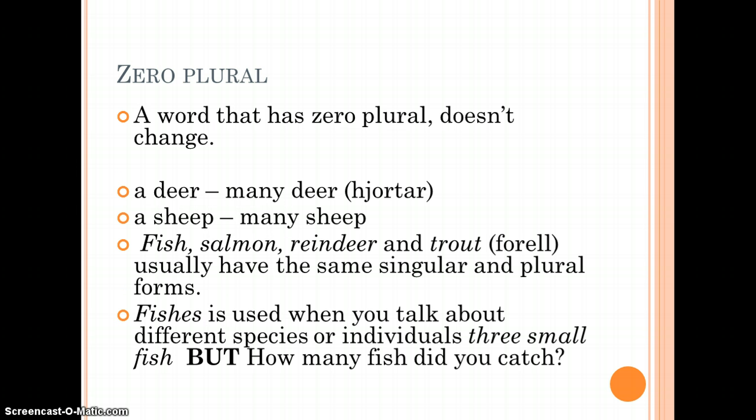We also have a few nouns that have zero plural, meaning it doesn't change in the plural. Deer and sheep. Fish, salmon, reindeer, and trout usually have the same singular and plural form. Fishes, however, is used when you talk about different species or individuals. For example, 3 small fish, but how many fish did you catch?